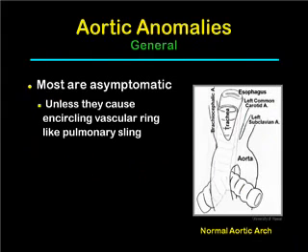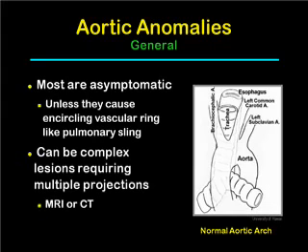In general, aortic anomalies are usually asymptomatic unless they cause an encircling vascular ring, like a pulmonary sling or a double aortic arch. They can be complex lesions and they frequently require multiple projections using MR or CT.